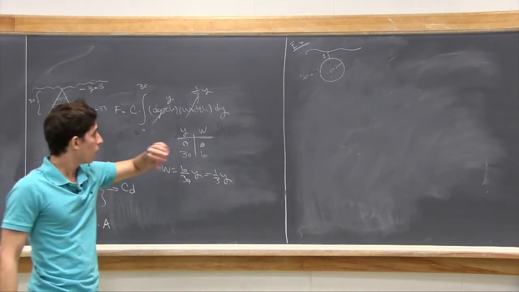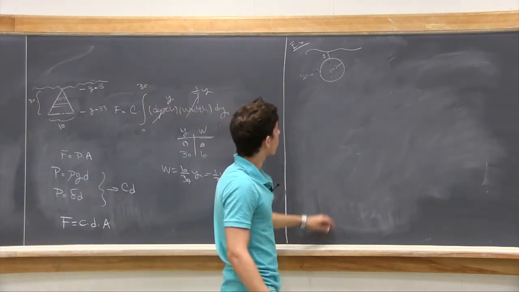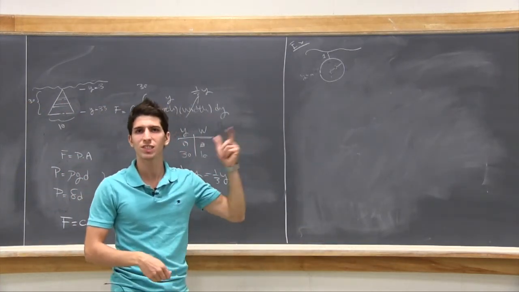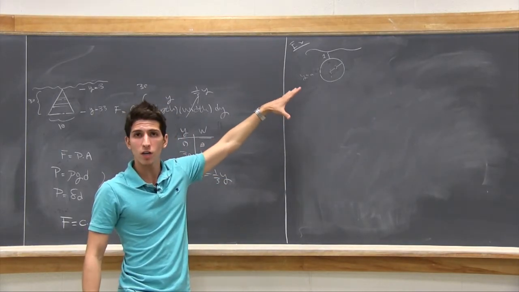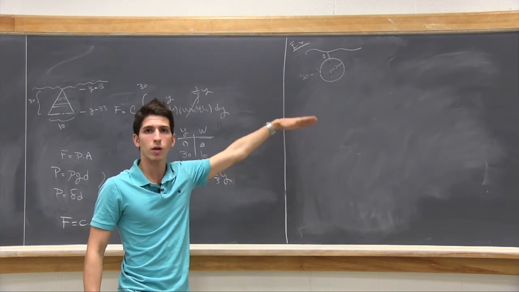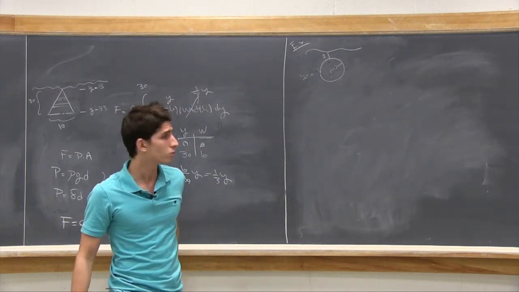Okay? So let's go ahead and do this more sort of complicated example. It's just different. It's not complicated. So we have a circle immersed in water, 1 unit below the surface of the water, and its radius is 2.